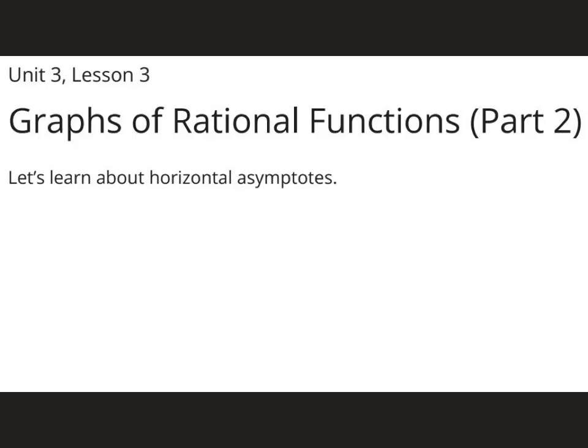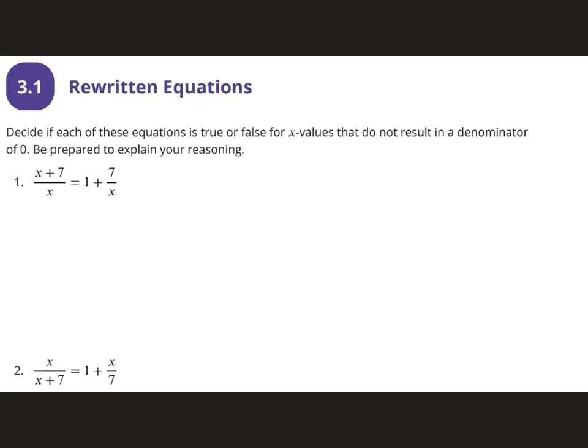All right, now, yesterday we briefly touched on vertical asymptotes, but now we're going to talk about horizontal asymptotes. But don't forget, when you see the word rational, that tells us we have a fraction. So yesterday we did vertical asymptotes. Today we're going to do horizontal asymptotes.